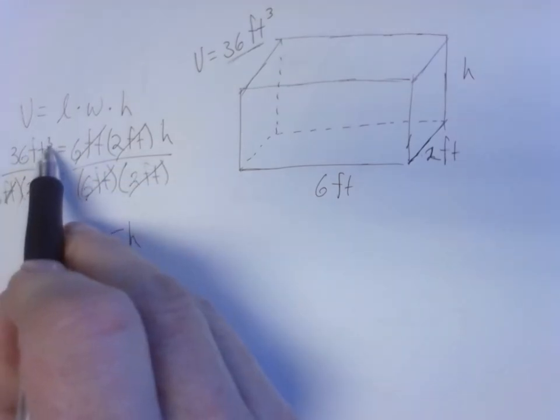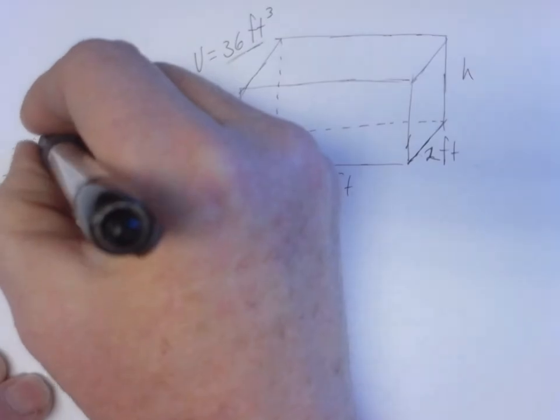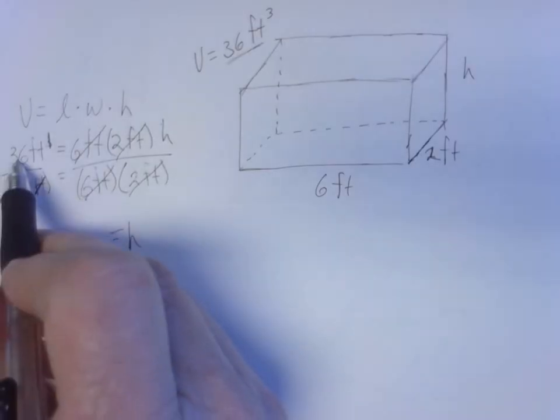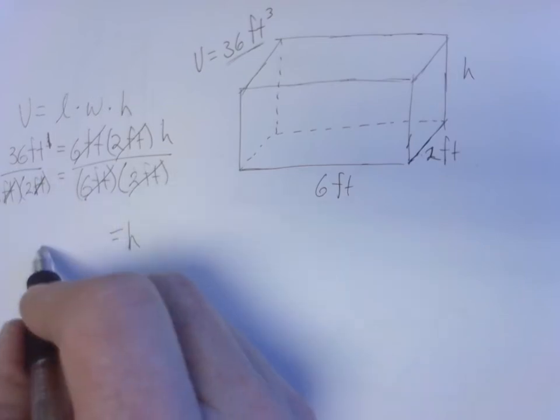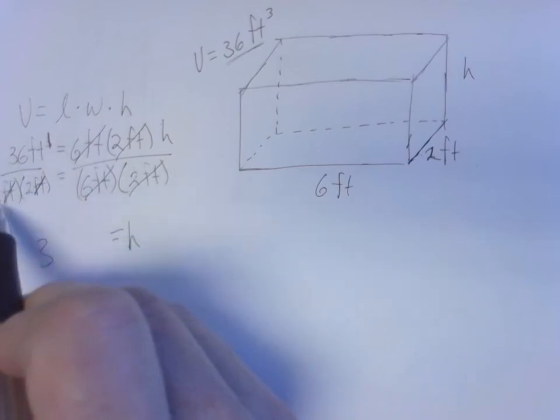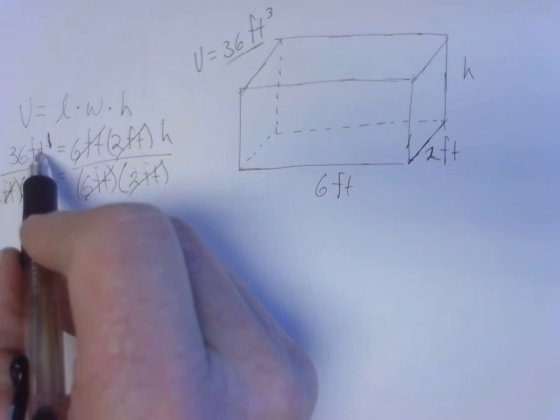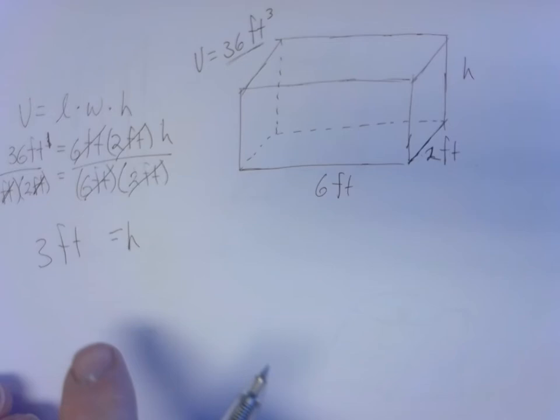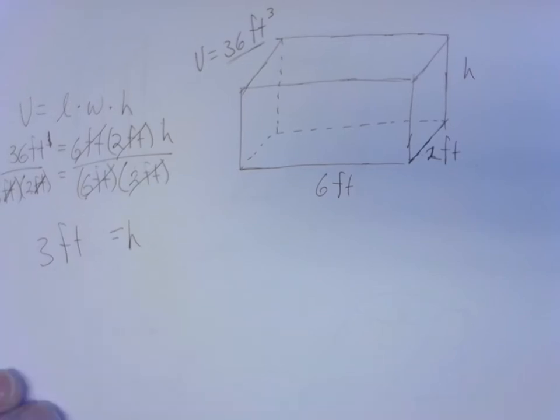So feet cancels 1, feet cancels 1. I'm down to feet. And then 36 divided by 6 is 6, and 6 divided by 2 is 3. Or if you prefer, 36 divided by 12, that's 3. But it comes out in feet. The units work out. If you do it correctly, the units will work out the way they're supposed to work out. So you'll get cubic units per volume, or in this case, we just get feet because all we're looking for is the height.